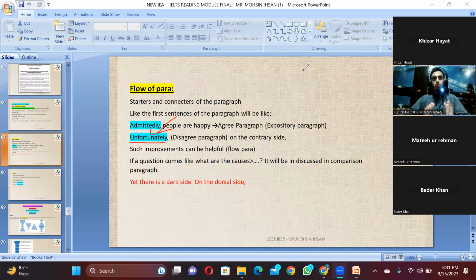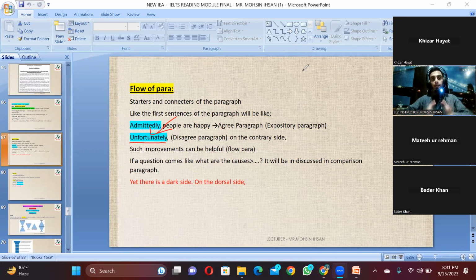When you write an advantageous paragraph, you write with "good fortune," "on the brighter side," "on the right hand," "on one side," right? "Additionally," "in addition," "logically," "moreover," all these phrases state your positive ideas, okay?